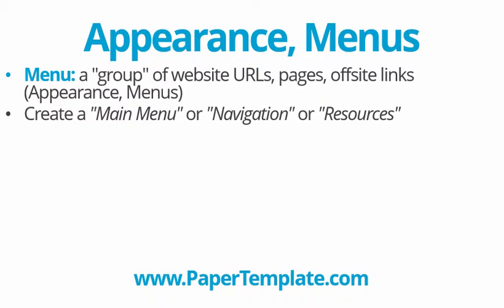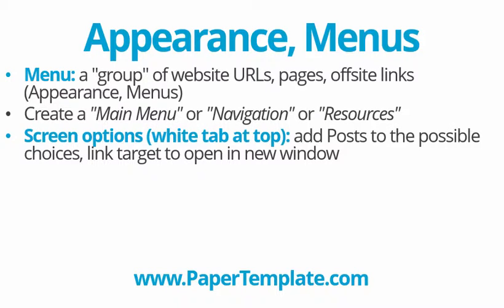So we're going to go to Appearance Menus, and then I like to name my first menu main menu, because I never really know what to call it. And then if I have a set of links on a sidebar, I usually call those resources. The other thing I want to show you that you might not be aware of is there is a tiny little white tab in the top right, and you can pop that down and unlock a couple of advanced features.